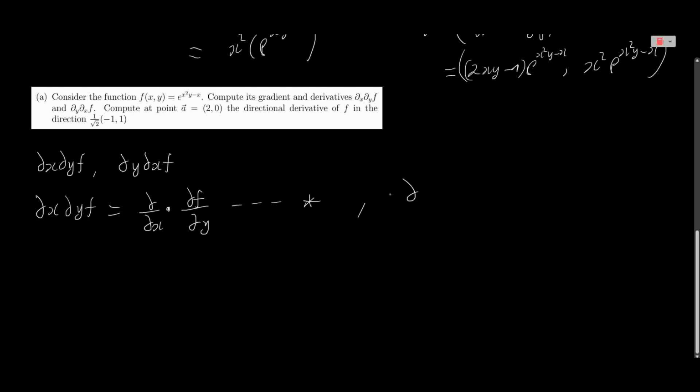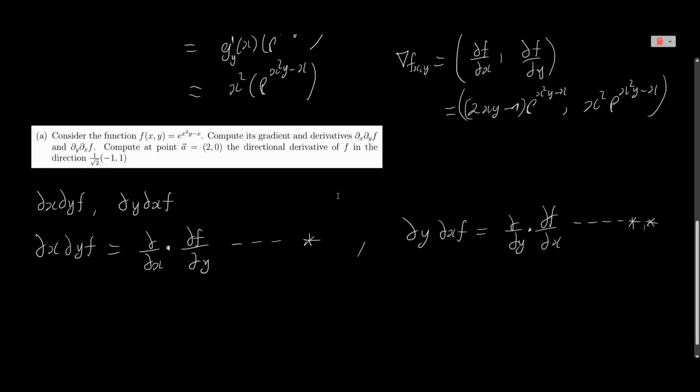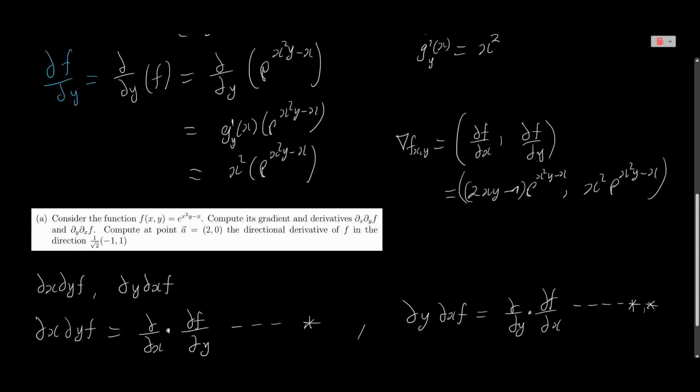Then we know that the partial derivative with respect to y and x of our function can be written as the partial derivative with respect to y multiplied by our function with respect to x. This will be our double star. From our previous solution, we calculated the partial derivative of our function with respect to y, which gave us x squared e raised to power x squared y minus x.